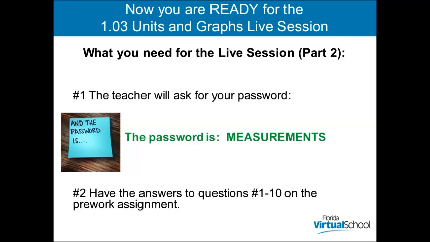Now that you've completed the activity and you've downloaded your form, the next thing you need to do is to attend the next live lesson. This is part 2 of this assignment. The first thing is that your teacher is going to ask you for the password in order to get into the live lesson. The password is measurements. So please write that down on the same paper you did your 10 questions on.